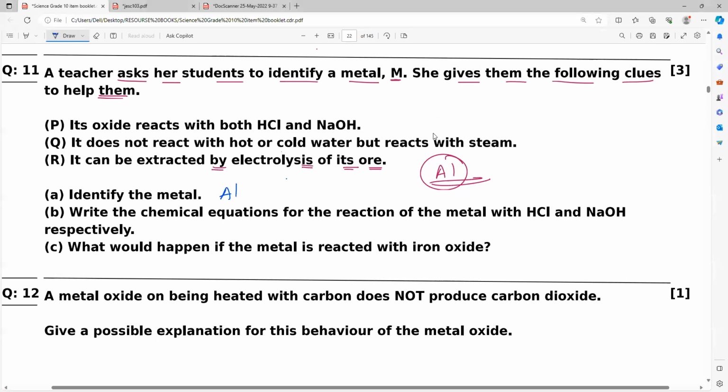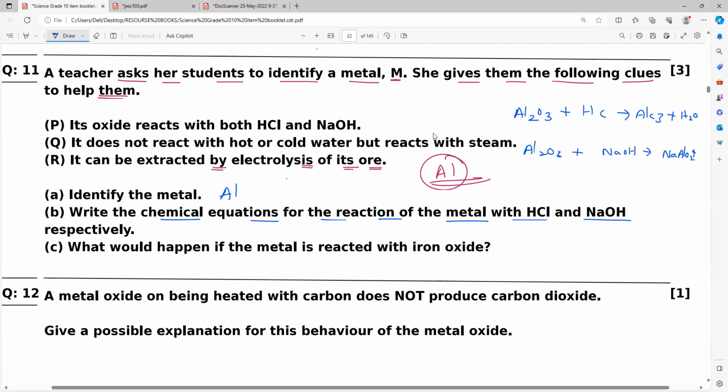We identified Al. Write the chemical equations for the reaction of the metal with HCl and NaOH respectively. Write it fast. It is in the form of ore. So aluminum oxide reacting with HCl gives aluminum chloride plus H2O. Next, aluminum oxide reacting with sodium hydroxide will give sodium aluminate.